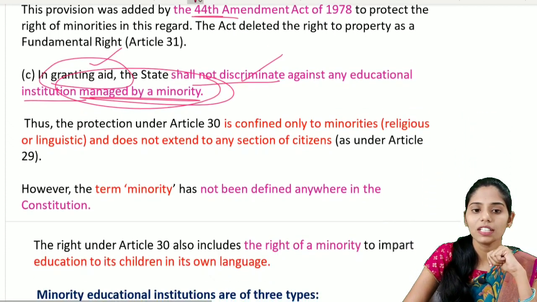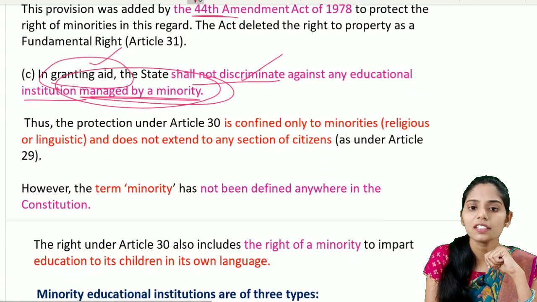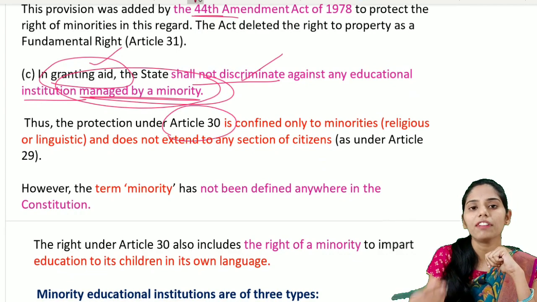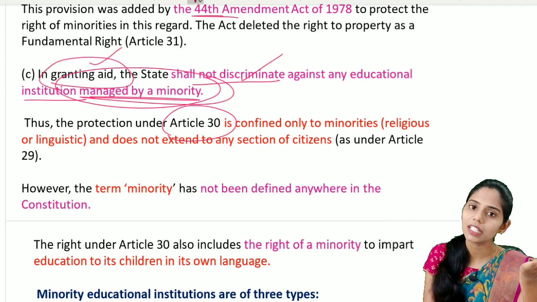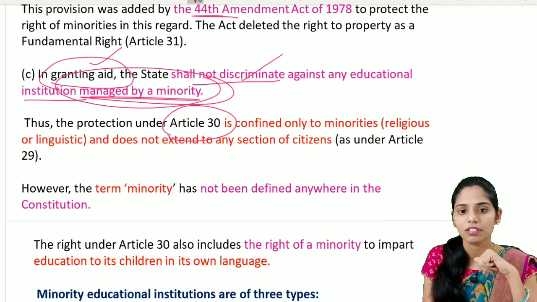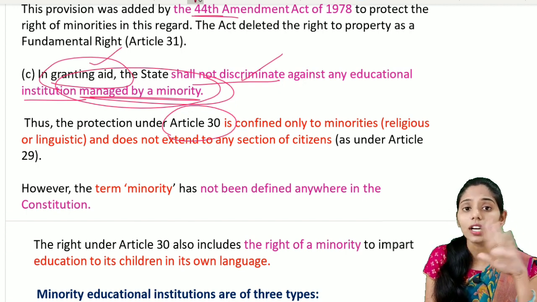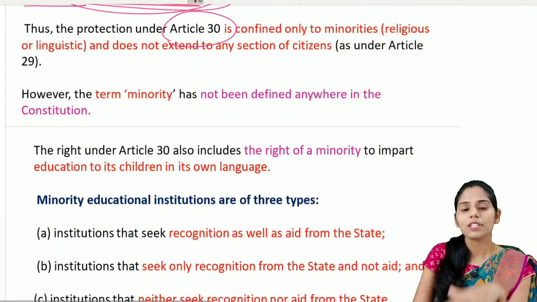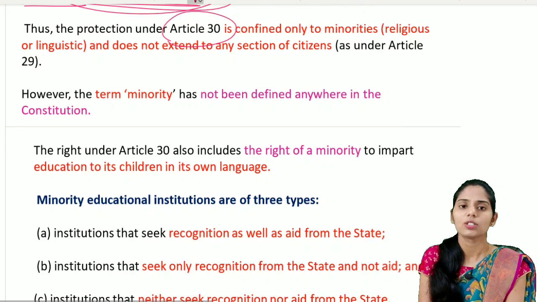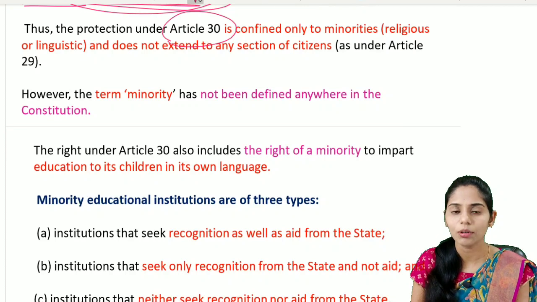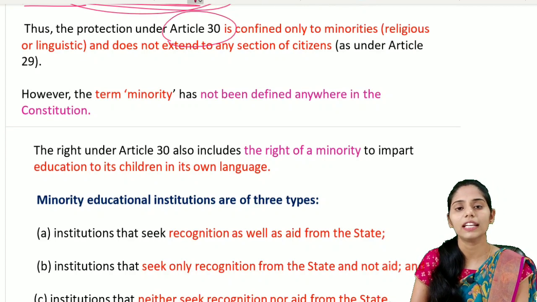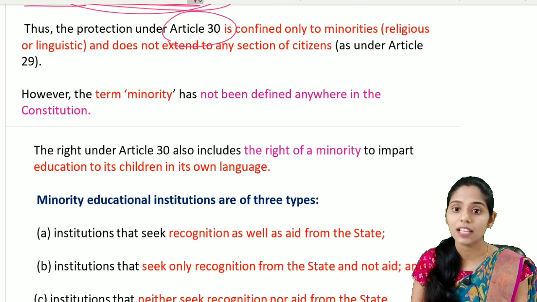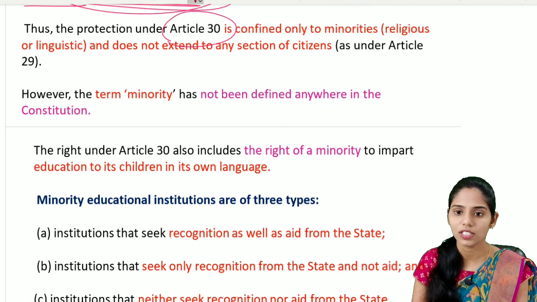And the next important one is, under this Article 30, it is confined only to the minorities. They may be religious minorities or they may be linguistic minorities, and it does not extend to any sections of the citizens under Article 29. So if you see, I am saying minority many times. So whether this minority is described or defined anywhere in the constitution? The term minority has not been defined anywhere in the constitution.